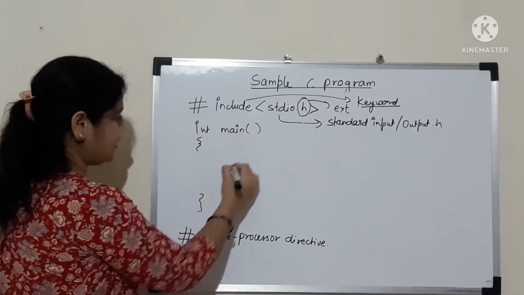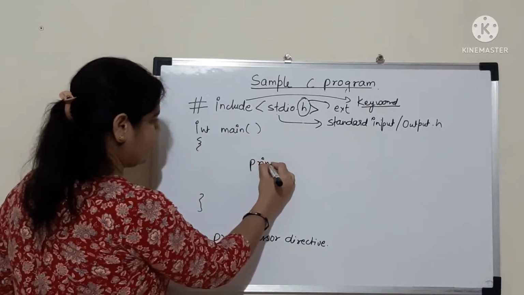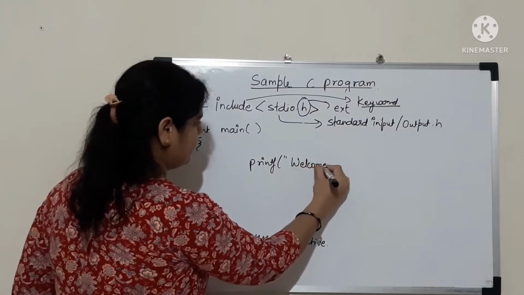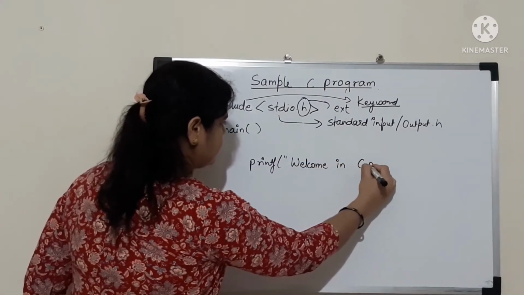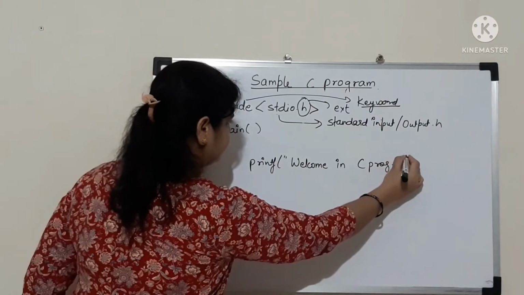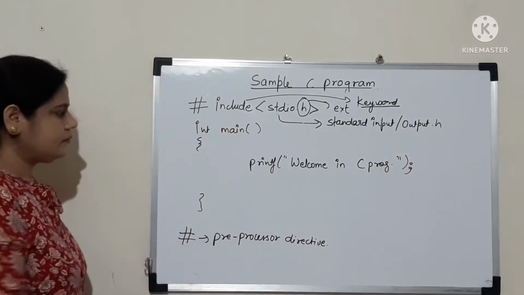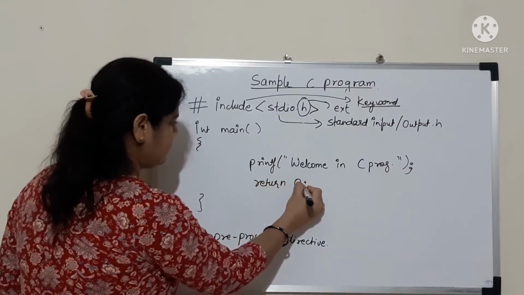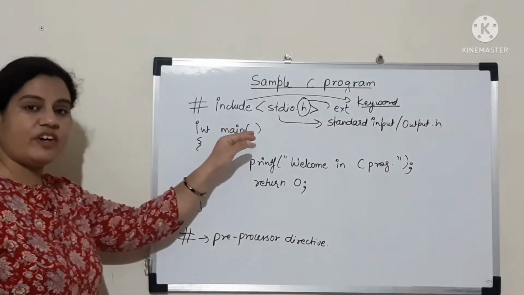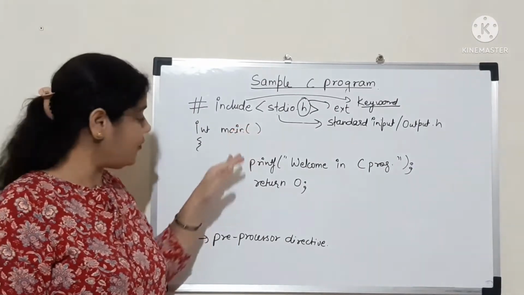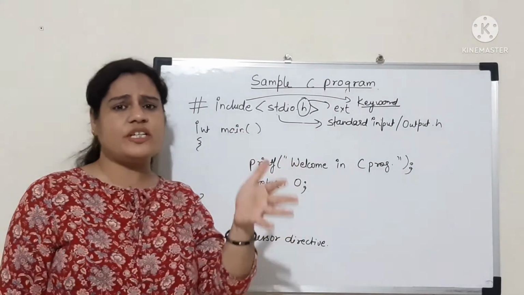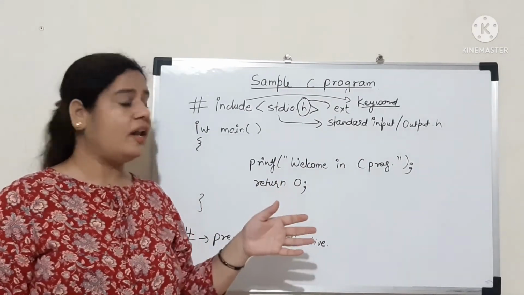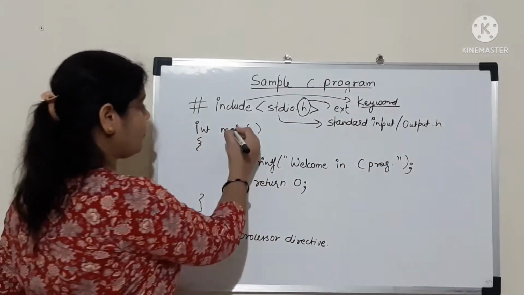This is basically the main function, which is having a line, "Welcome in C programming", and return 0. This is the main function. Every execution starts from the main function in almost every language like Java, C++, C# and all.